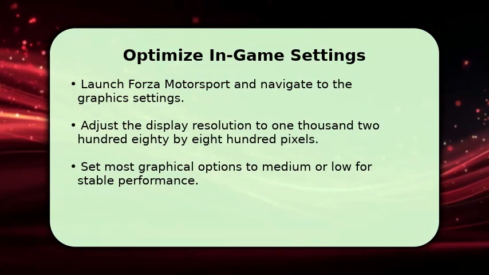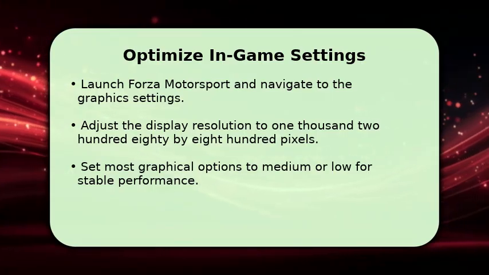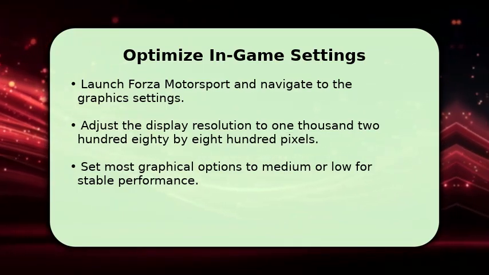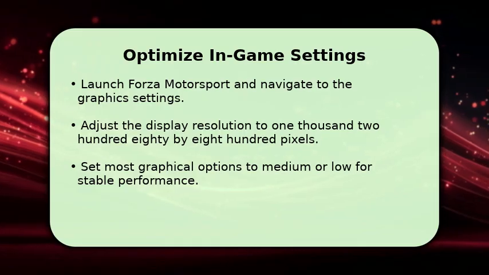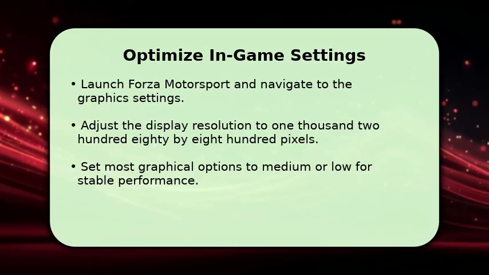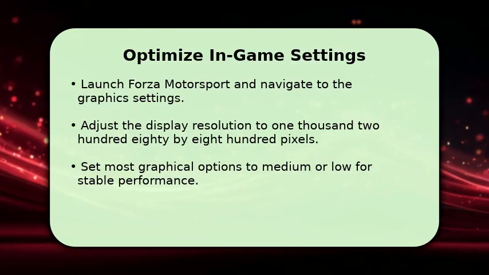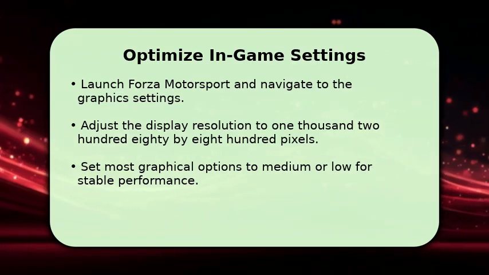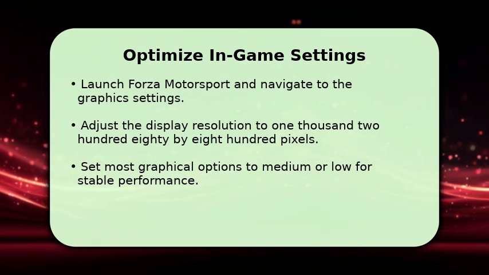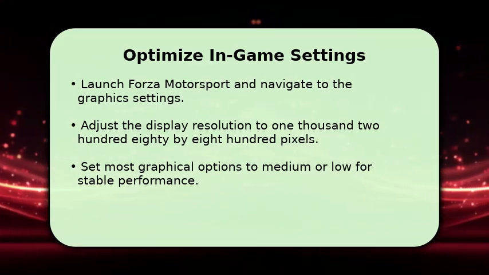Now that the game is installed and Proton is configured, launch Forza Motorsport. Immediately head into the graphics settings menu. For the best balance of visual quality and performance on the Steam Deck 7-inch screen, set the display resolution to 1280 by 800 pixels. Adjust most other graphical options, such as shadows and textures, to medium or low. Disabling intensive features like ray tracing will significantly improve your frame rates, ensuring a more fluid racing experience.